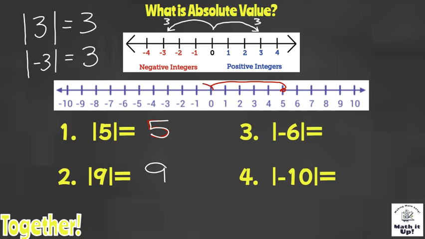And -6, even though we're going the other direction, we still are talking about spaces only. So -6 has an absolute value of 6. And -10 has an absolute value of 10 because it is 10 spaces away from 0. So this is fairly easy.